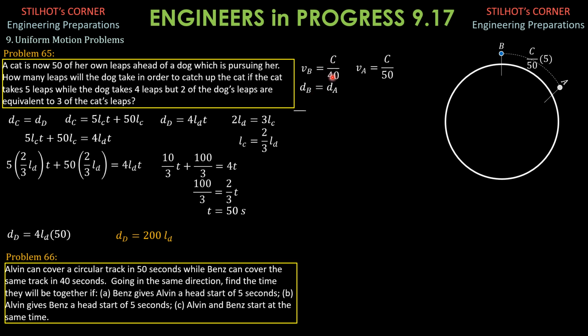The distance of Benz is the speed of Benz, C over 40, times the time of Benz. The time required by Benz to catch up with Alvin: the distance of Alvin is the speed of Alvin, C over 50, times T sub B, plus the distance where Alvin is given a head start, C over 50 times 5. We can cancel C and combine T sub B over 40 minus T sub B over 50, and that is T sub B over 200. 5 over 50 is 1 over 10, so 200 over 10 is 20 seconds. So it will take Benz 20 seconds to catch up with Alvin.